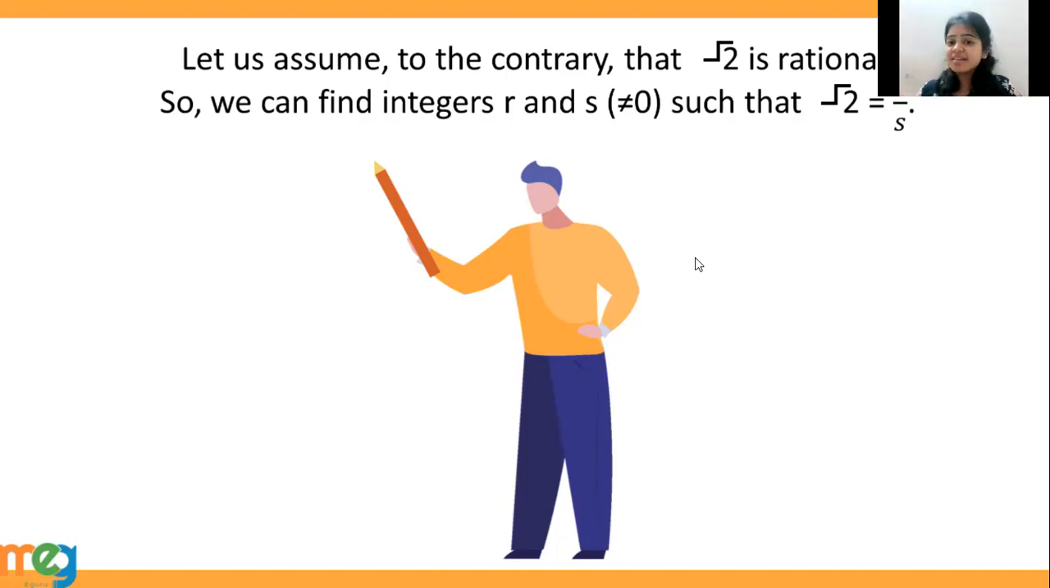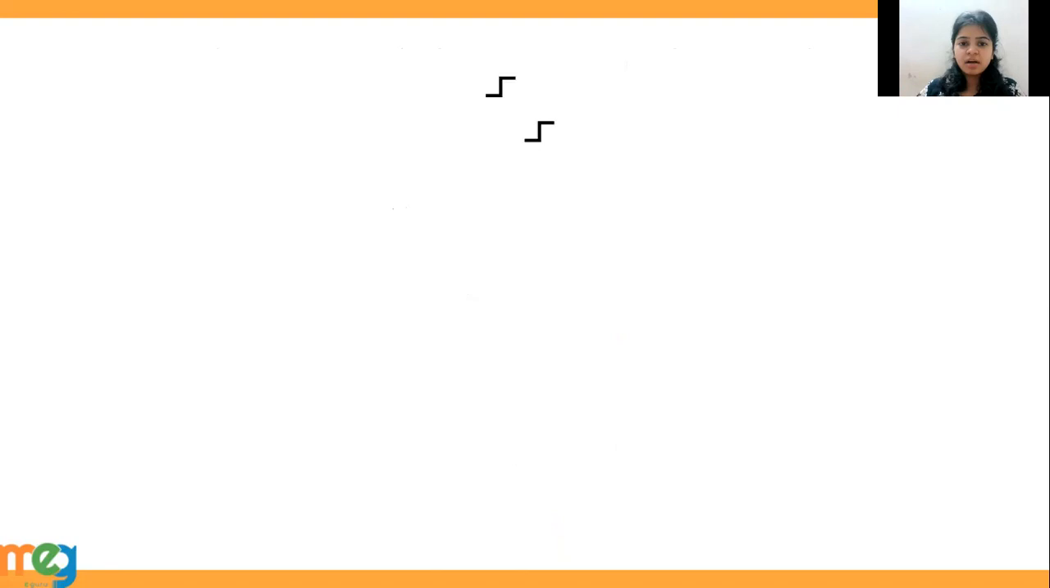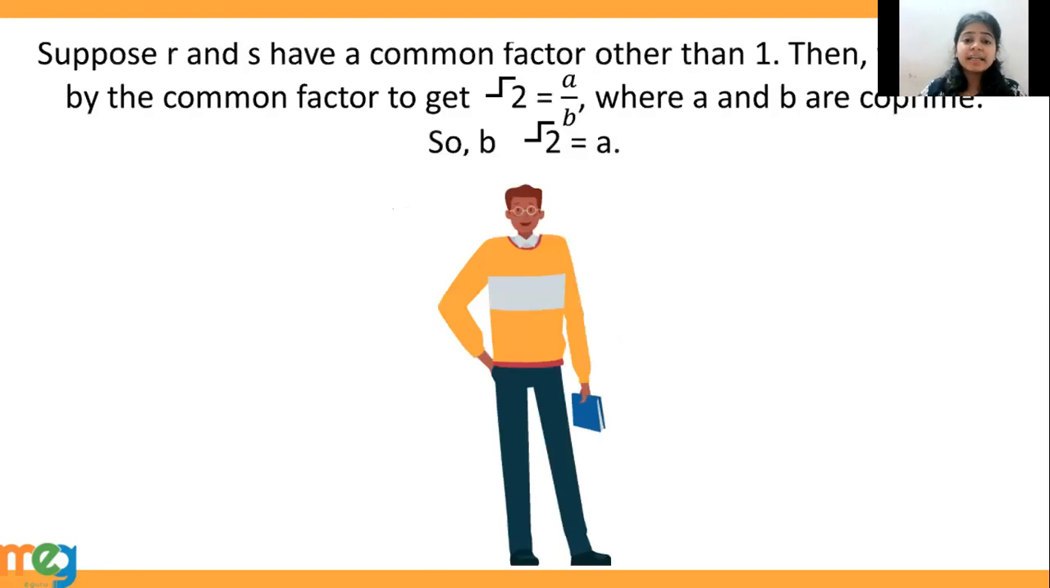We are assuming that it is rational. So we can find integers r and s which are not equal to 0 such that root 2 is equal to r by s. Okay, we know that rational numbers can always be written in the form of p by q, where p and q are any integers and q is not equal to 0. So they have taken r by s, it's one and the same thing. Now suppose r and s have a common factor other than 1. Then we divide by the common factor to get root 2.